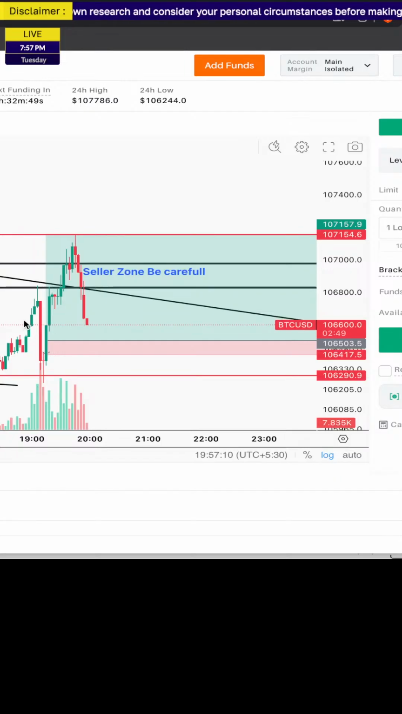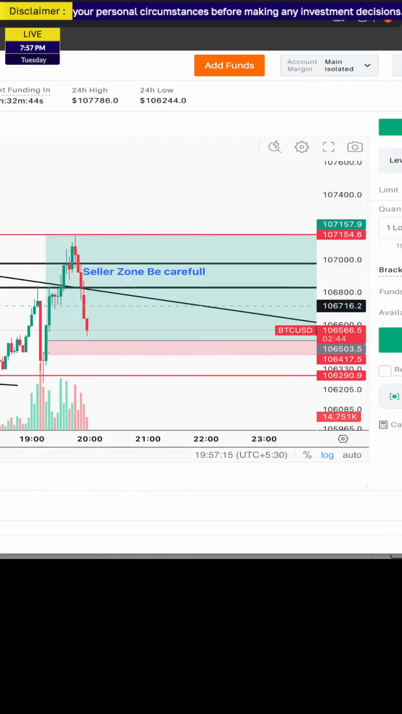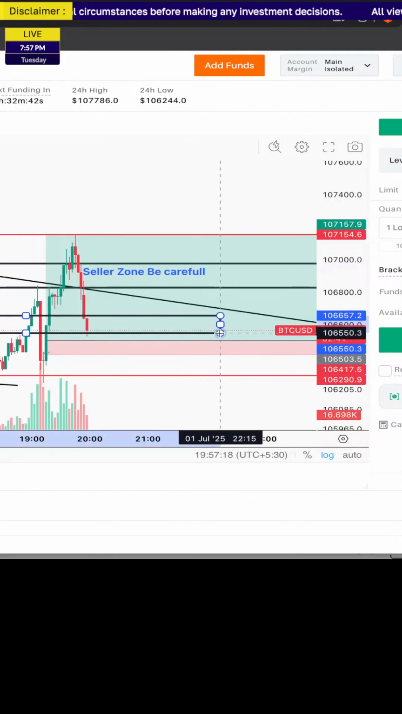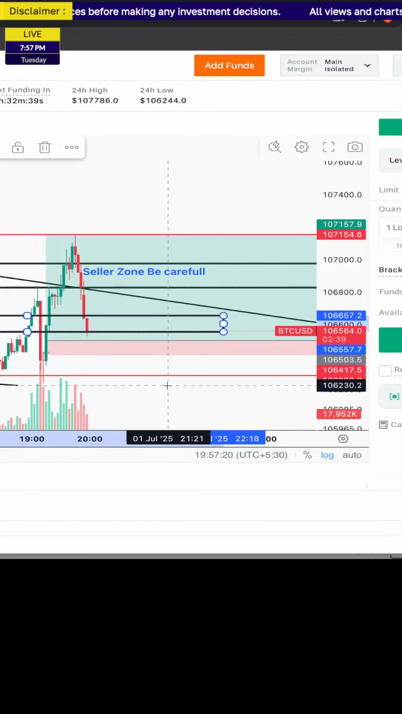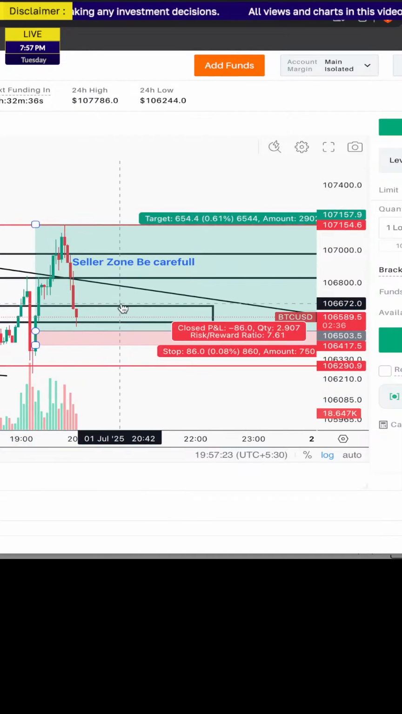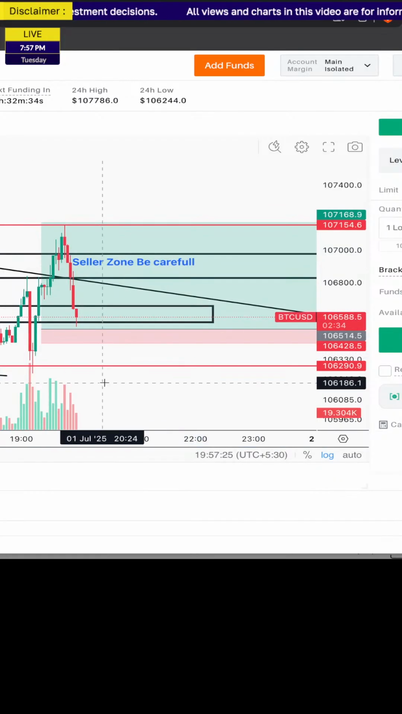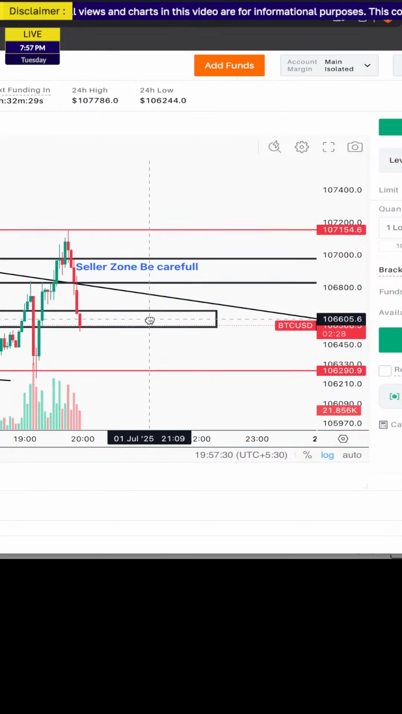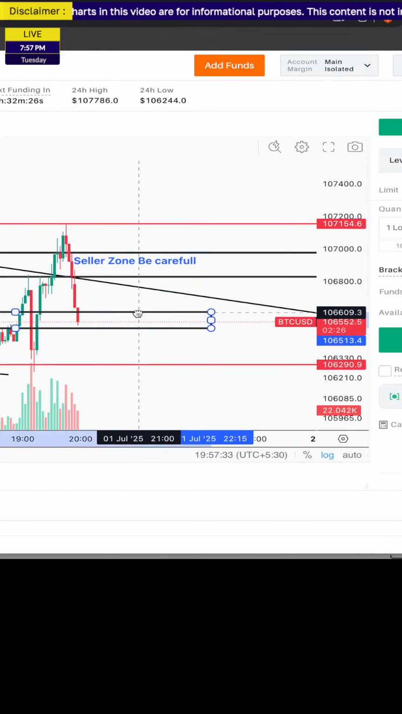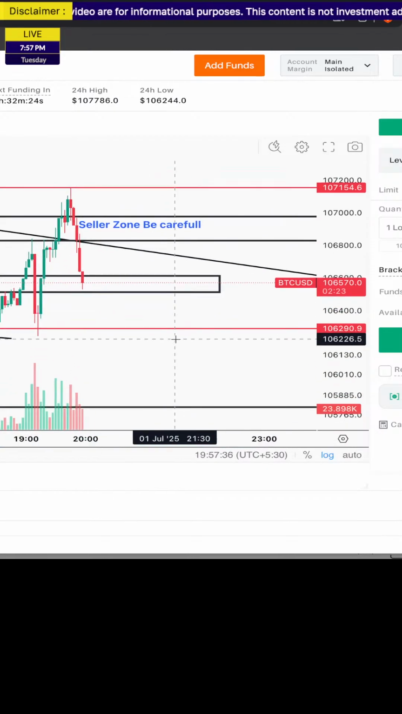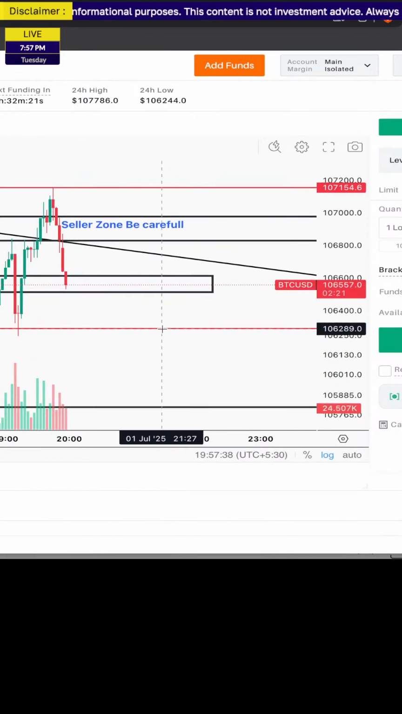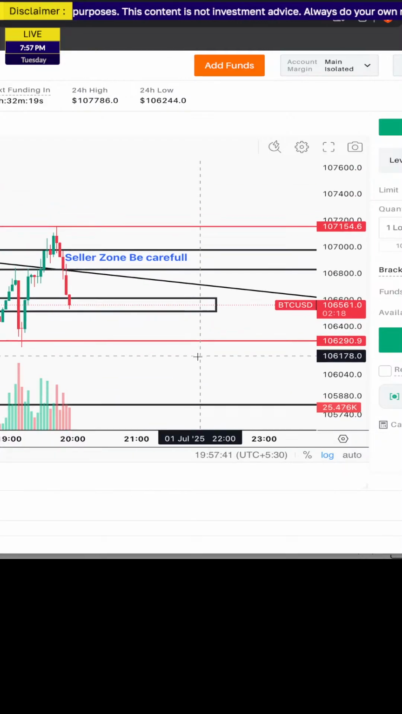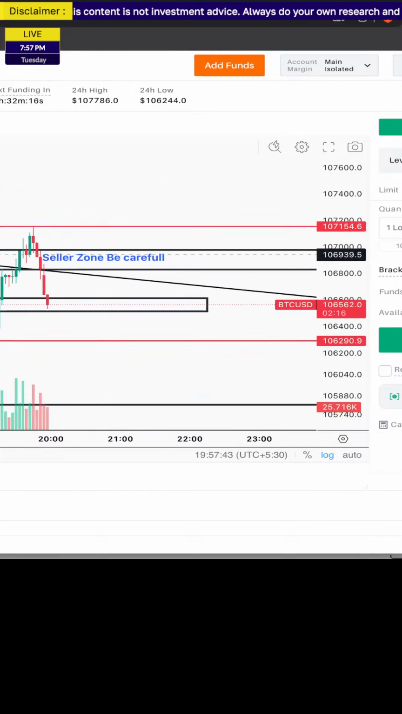So, let's break down. This is the zone. A little below is also a zone. The setup is done. Okay. The zone, you see how the market reacts here. In the zone, any opportunity we get towards the upside, we can look into it.